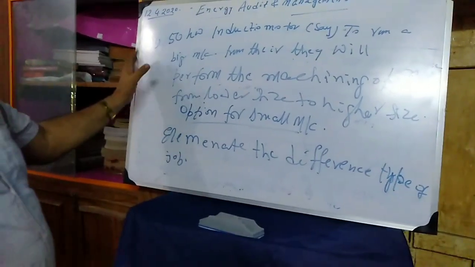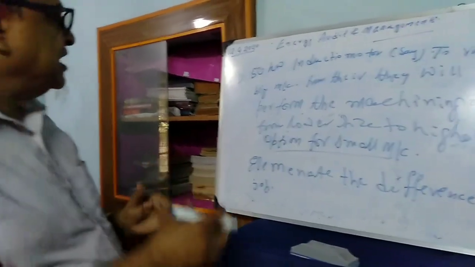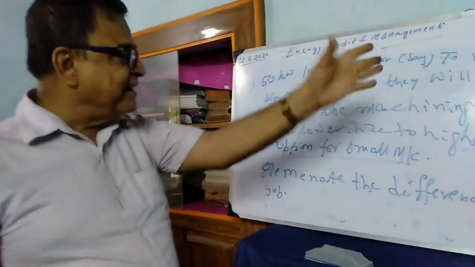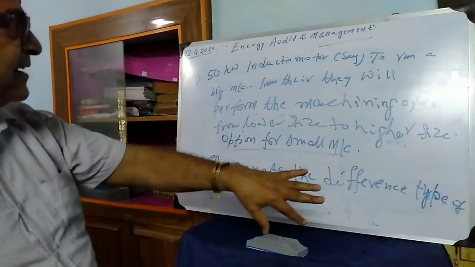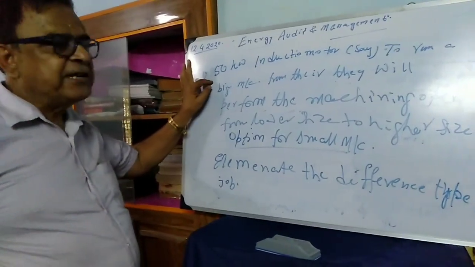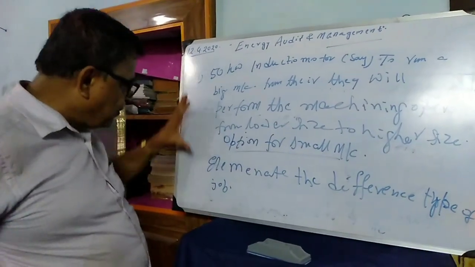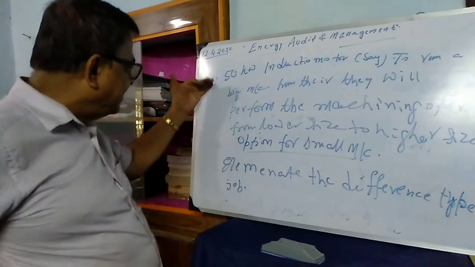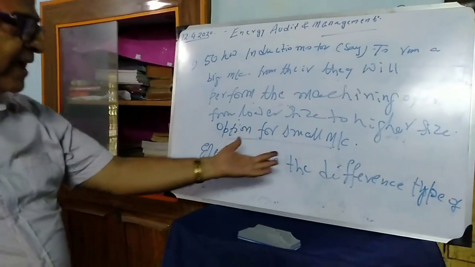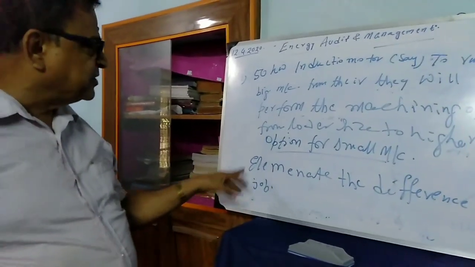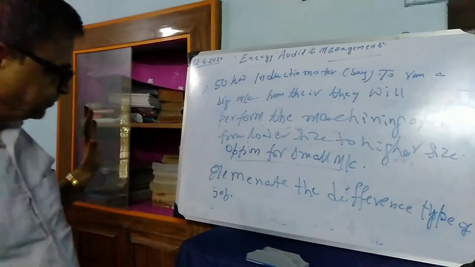Earlier we have seen that one big machine has a 50 kilowatt motor, and with a change of gearbox and belt driving systems, they take out jobs from lower size to higher size. But for lower size jobs, operating a 50 kilowatt motor is not a good sign. So we can eliminate the different types of job by using different machines. The first time there is the purchase cost of new machines, but after 2 or 3 years of operation they will get profit.